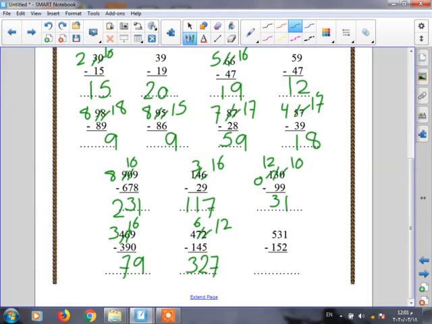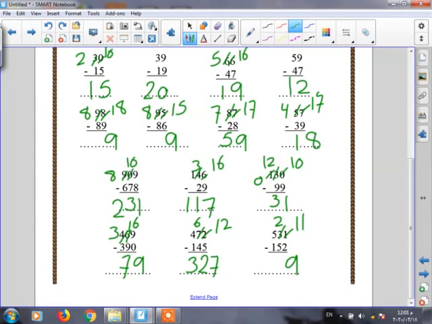The last one, 531 minus 152. I start from ones. 1 minus 2. No, we can't. Borrow 1 from 3. 3 becomes 2 and 1 becomes 11. 11 minus 2. After 2, 3, 4, 5, 6, 7, 8, 9, 10, 11. How many? 9.